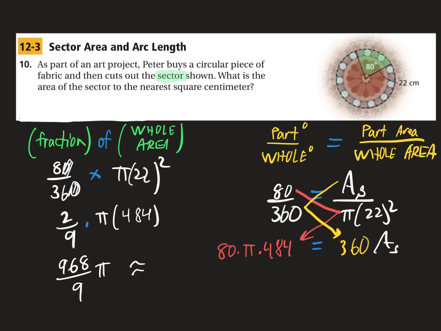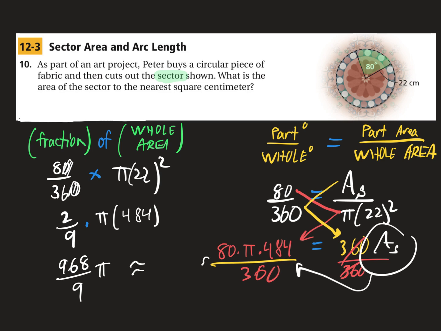So all we have to do is divide both sides by 360, and then we'll have the area of the sector, which is this. And we put that in our calculator. It comes out to be exactly the same thing as 968 over 9, which to the nearest square centimeter is about 338 square centimeters. Final answer.